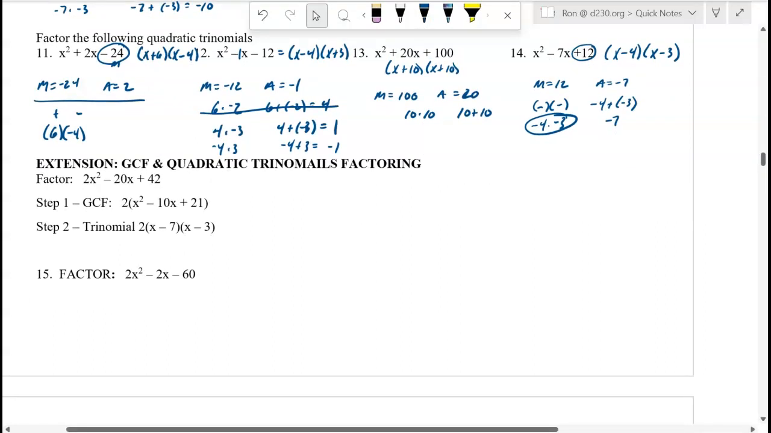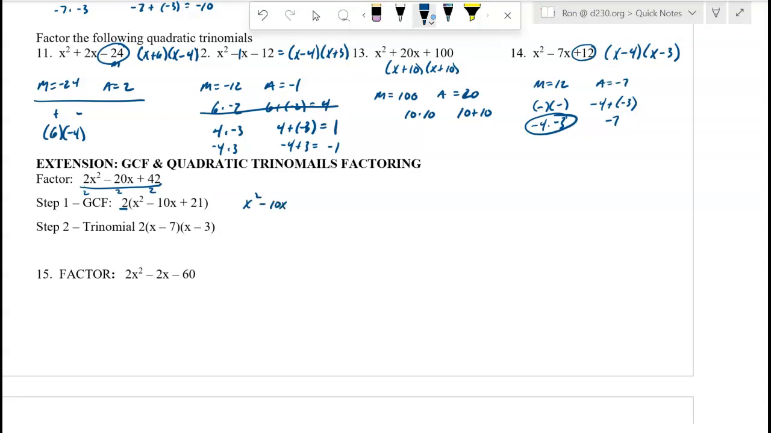Now the last example here is, what happens if we have a greatest common factor? You always have to factor out the GCF first. So in this first example, they found that the GCF was 2. They pulled it out and divided everything by 2 to get this remaining polynomial. Now when I look at x squared minus 10x plus 21, what multiplies to give me 21 and adds to negative 10? Well, negative 7 times negative 3. So we would completely factor this as our GCF times our binomial times our binomial.